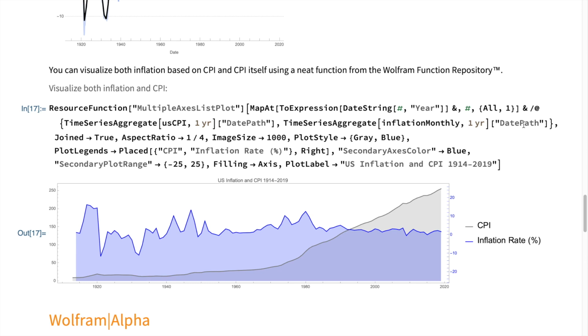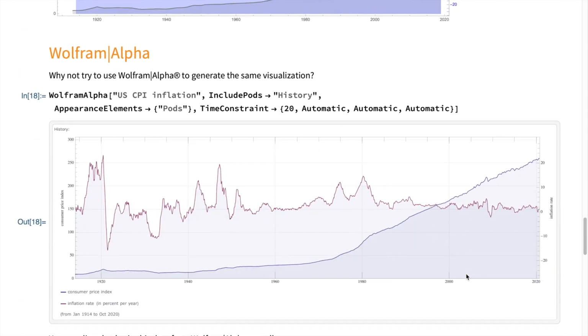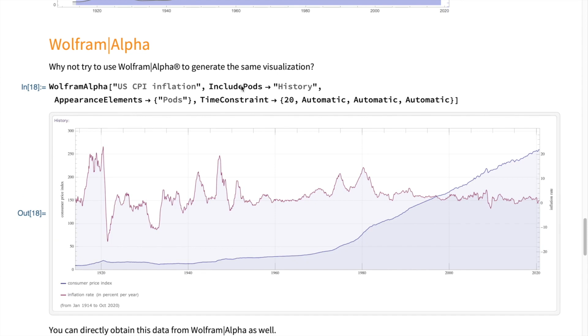As you can see, we have a pretty neat visualization with different axes on both sides. This is because we indicated that our secondary axis of plot range is between negative 25 and 25, and that its color is blue. We can also generate a very similar plot using Wolfram Alpha.